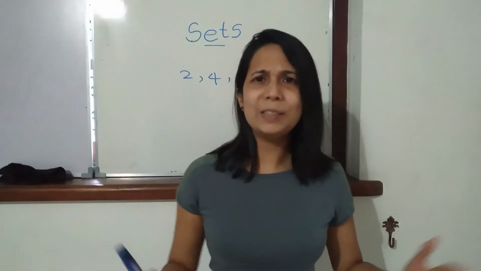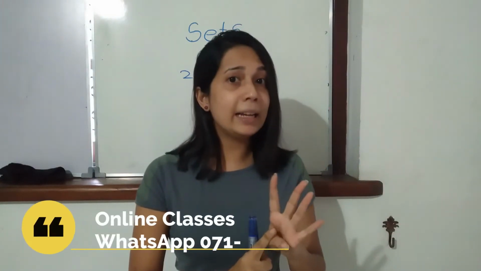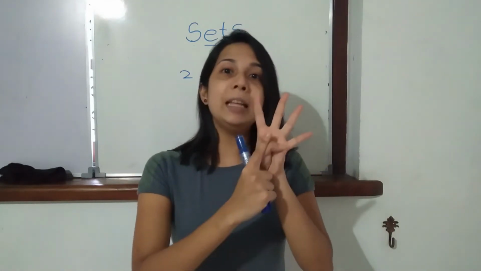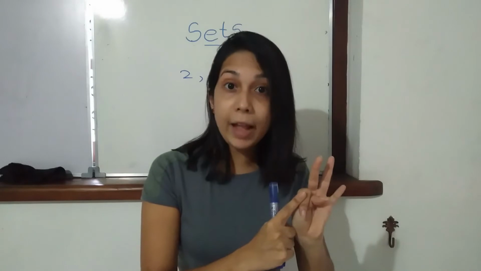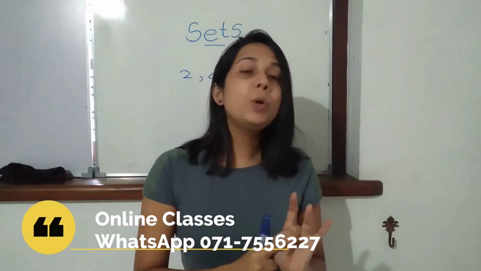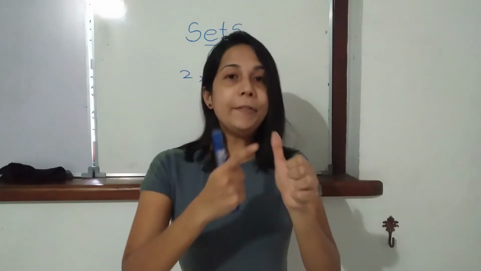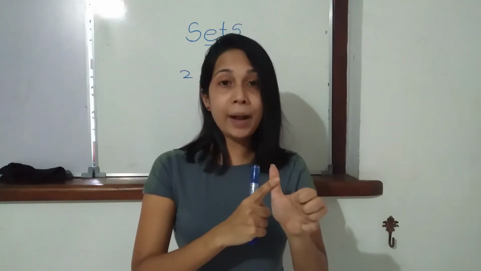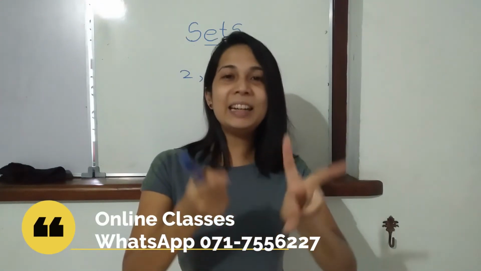What are those ways? The first way is to write the elements within curly brackets. The next is to write a common property of the elements within curly brackets. And the third is to use a Venn diagram.